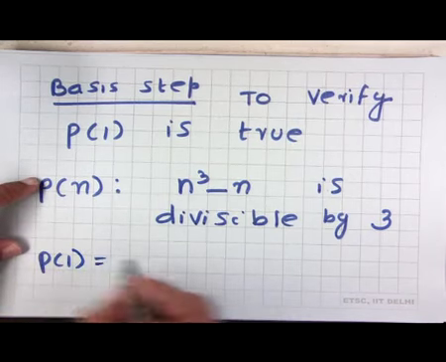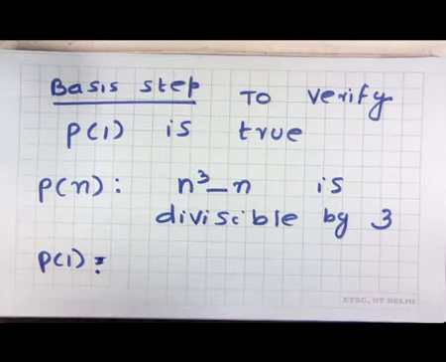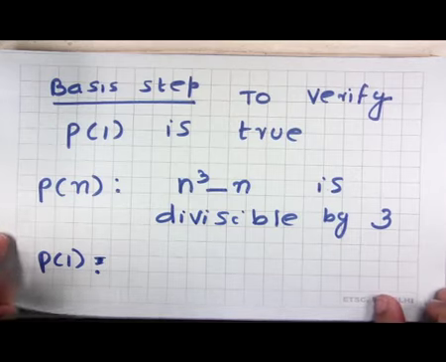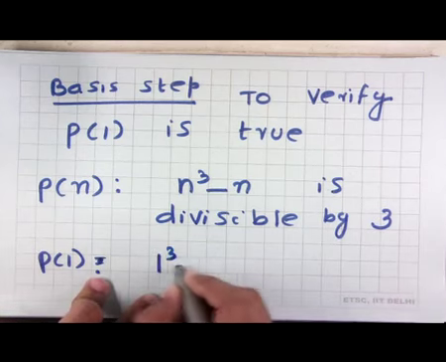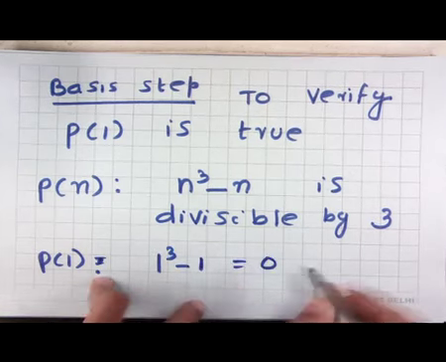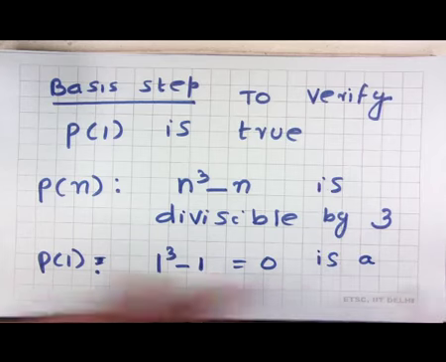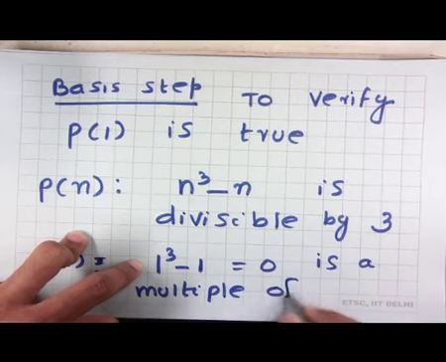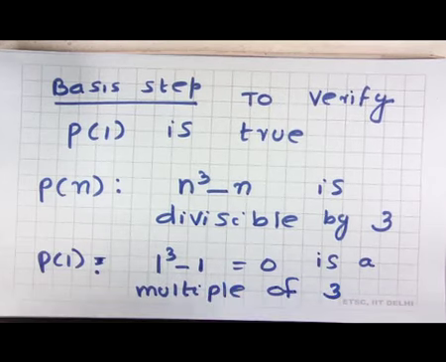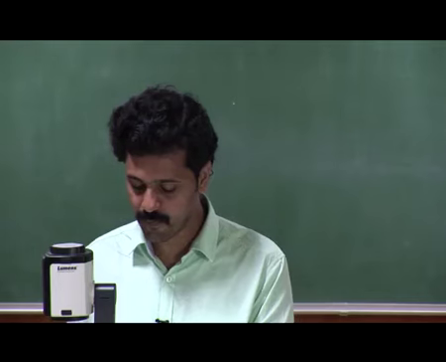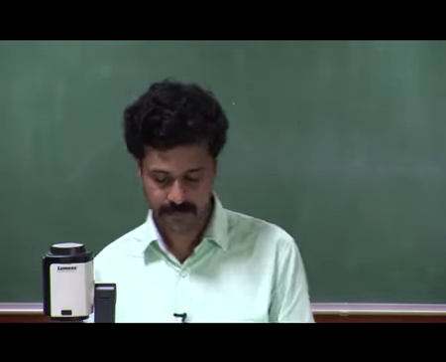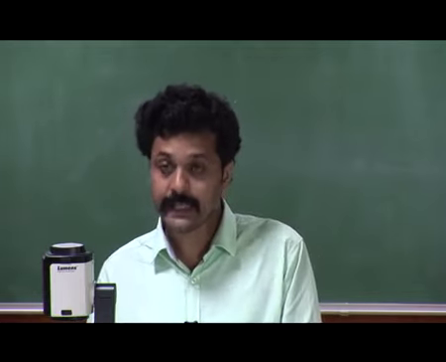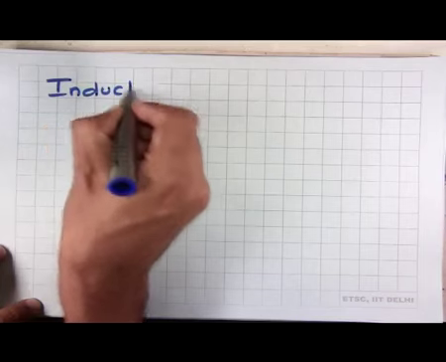What is P of 1? 1 cube minus 1 is divisible by 3. Is it true? Yes, because 1 cube minus 1 is 0 and 0 is a multiple of 3, or it is divisible by 3. So, we have verified the statement for n equal to 1. Let us proceed to the next step, namely the inductive step.